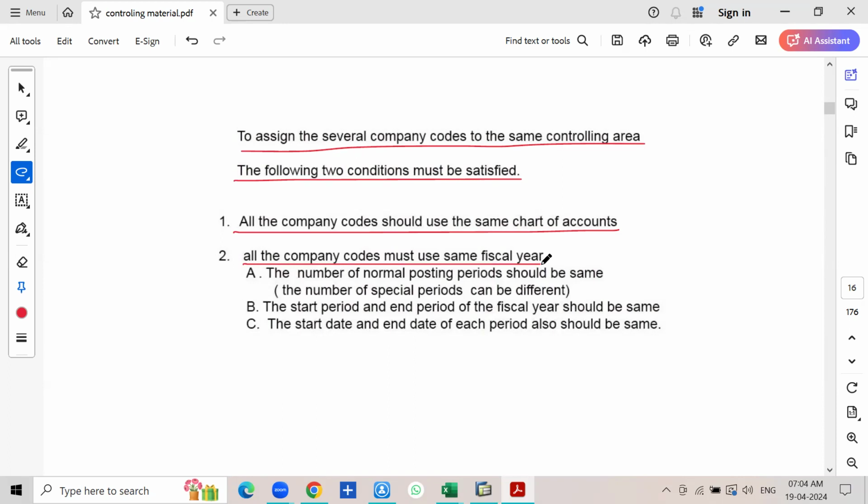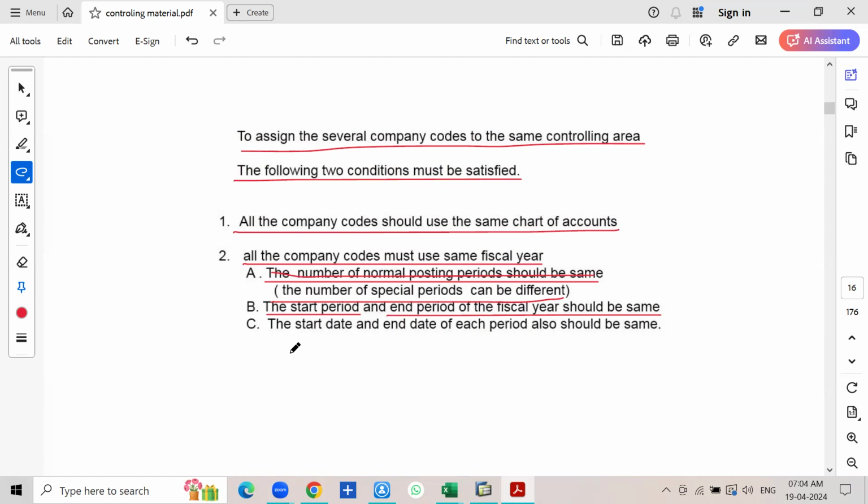Same fiscal year means the number of normal posting periods should be same. In every fiscal year, the number of normal posting periods should be same, but the number of special periods can be different. This first point is important. Then the start period and the end period of the fiscal year should be same.